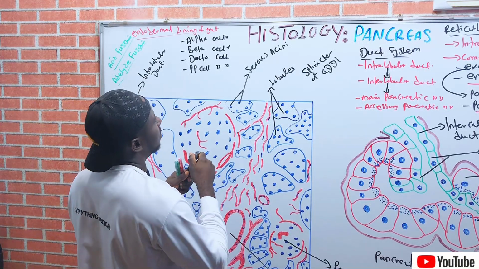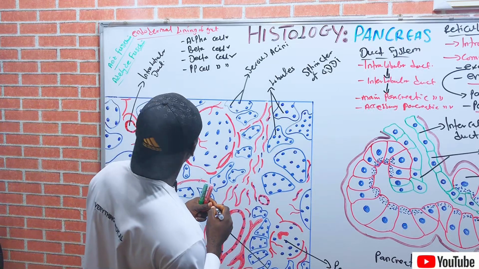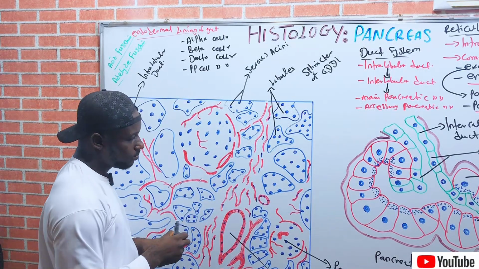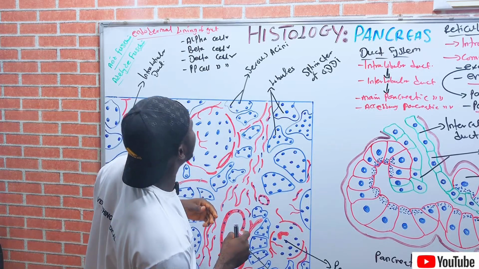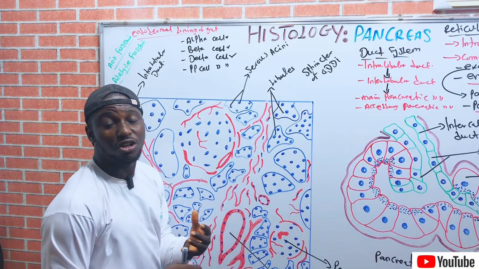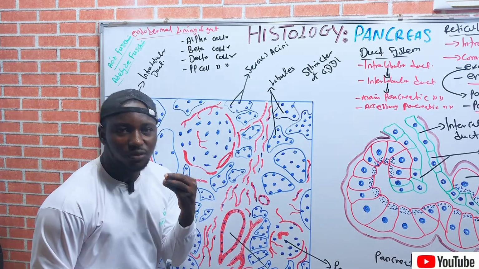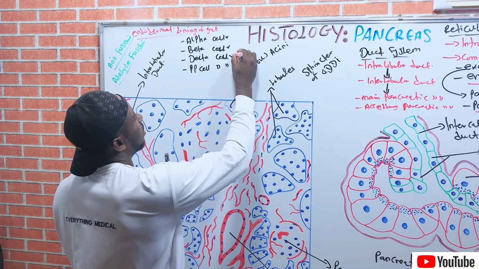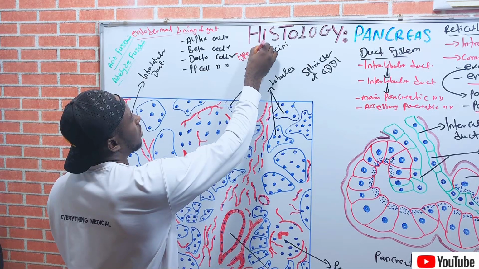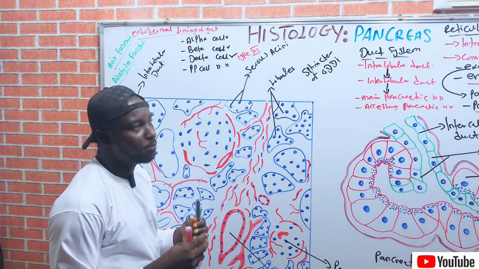The delta cell of the pancreas can be called the D cell or the type 3 cell. Type 3 cell, right? The delta cell can be called the type 3 cell.